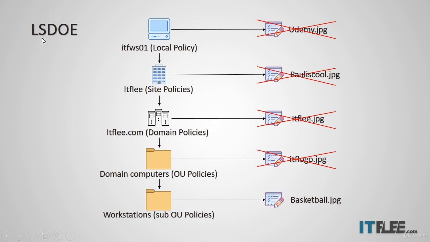So we can see here we started with local, we went down to site, we went down to domain, and we went down to OU and then sub OU, and the sub OU is taking precedence over all of the other options. Now we still haven't covered enforced.